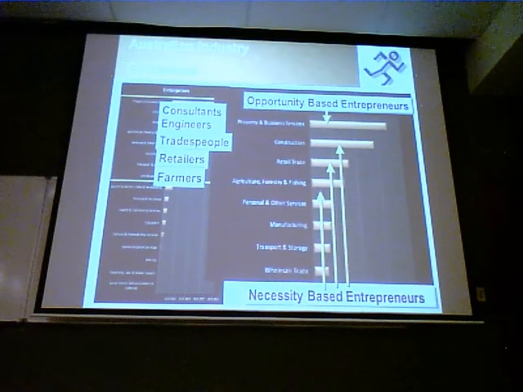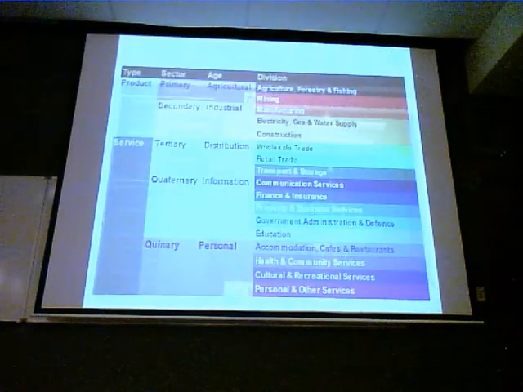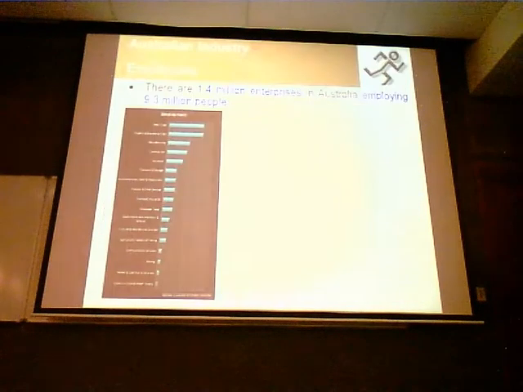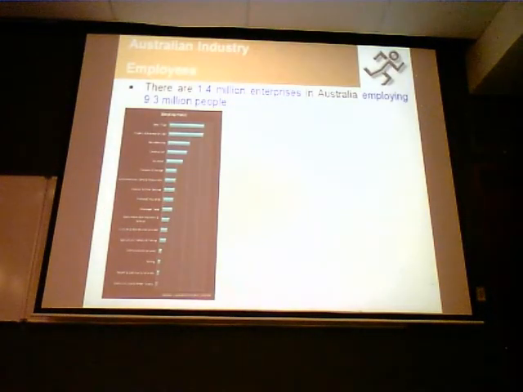How many less than 20? What was the percentage? Can anybody remember? 99.7. It's just incredible. So that's less than 20. Now, the largest number of employees. Where are all the employees? Which sector do you think? Which one uses lots and lots of people? Retail. Absolutely correct. So if I take that, there's 1.4 million enterprises employing 9.3 million people.